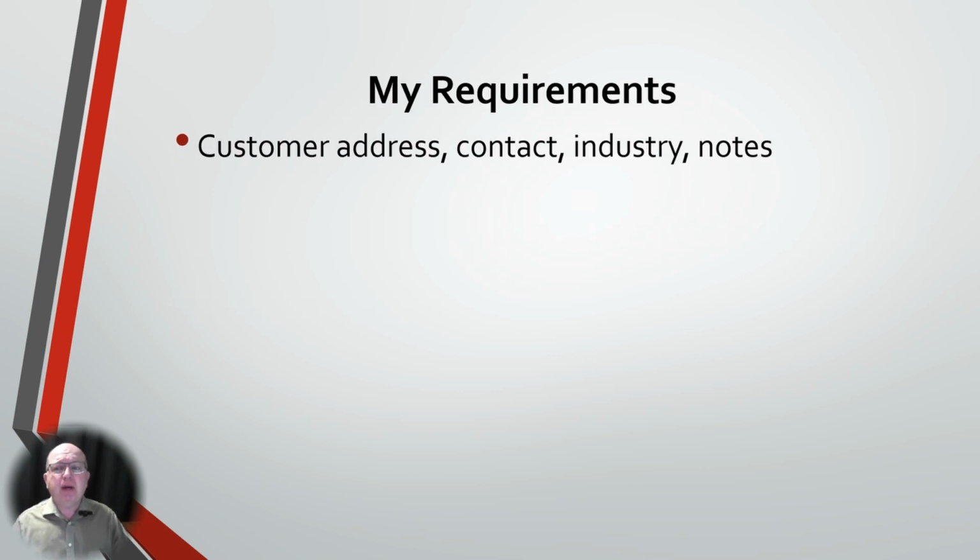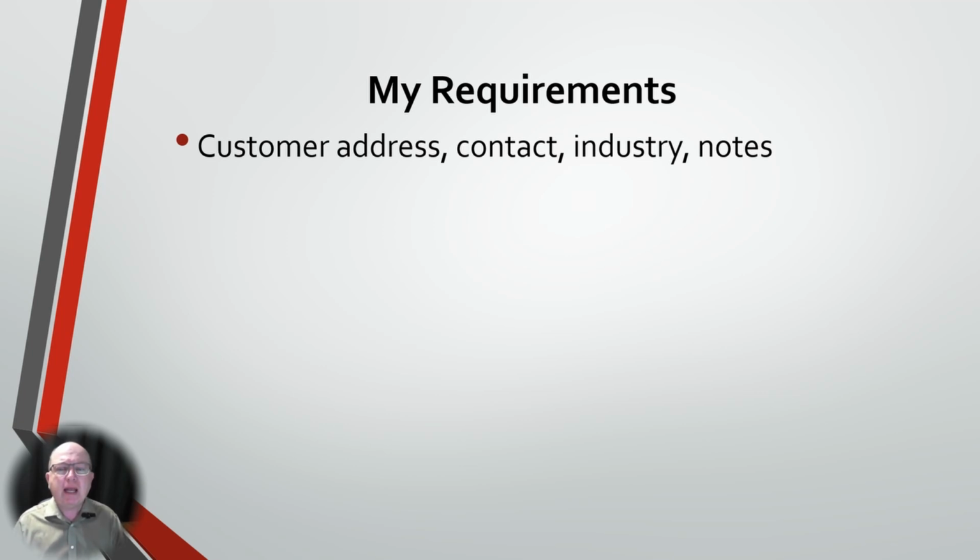Let's take a look at my requirements. My requirements as a mobile sharpener are that I need to have a customer address. I also want to keep track of the contacts. Who are my people or my contacts at that customer, because I might be dealing with more of a business on business. What industry are they in? I do mobile sharpening. My primary customers are barbers, salons, groomers. And the other thing I would like to do is keep notes about my interactions with my customers.